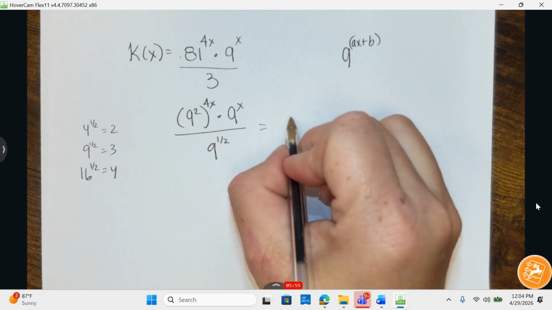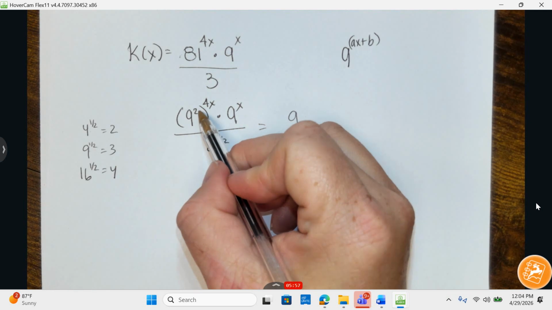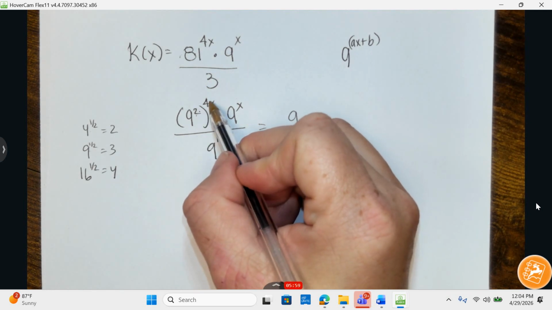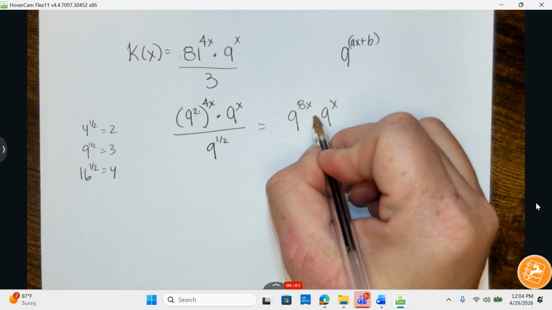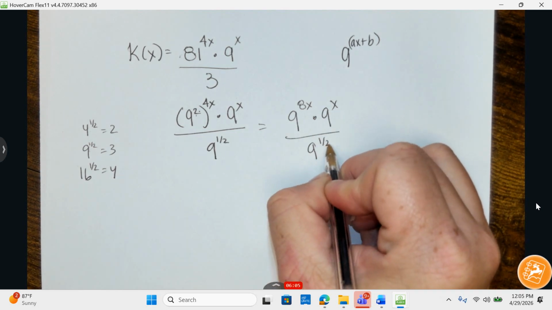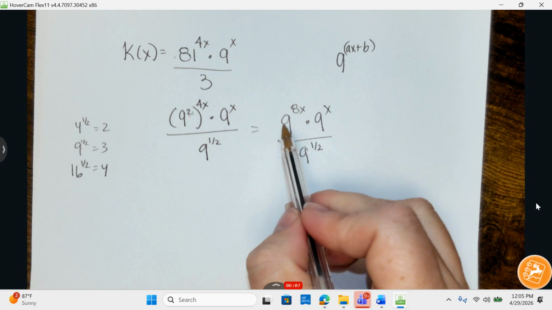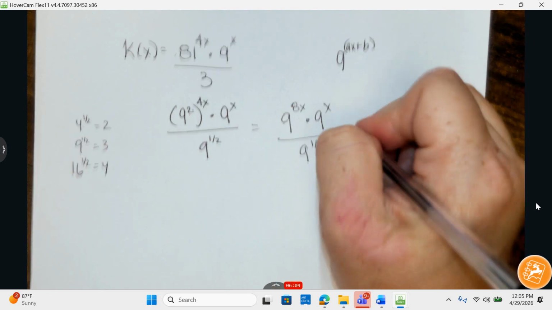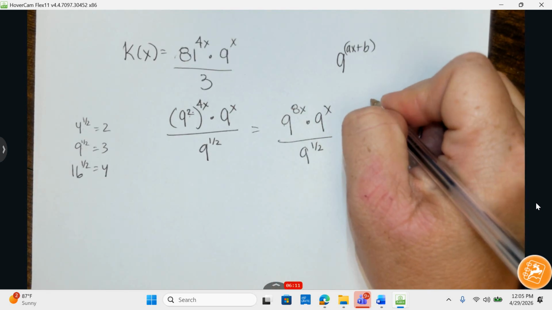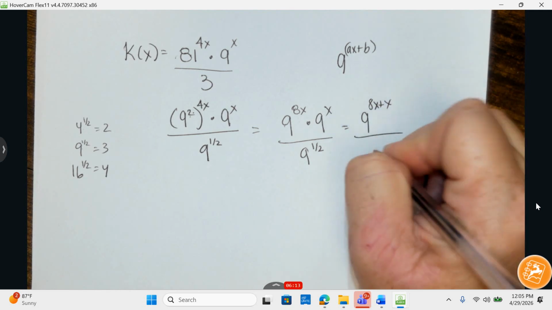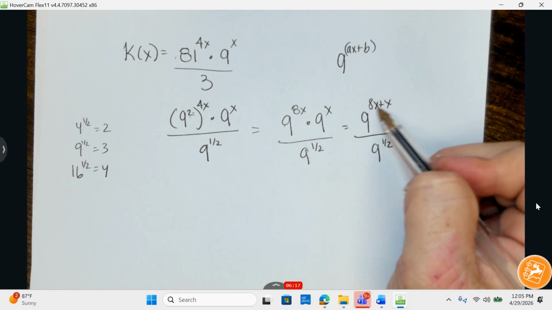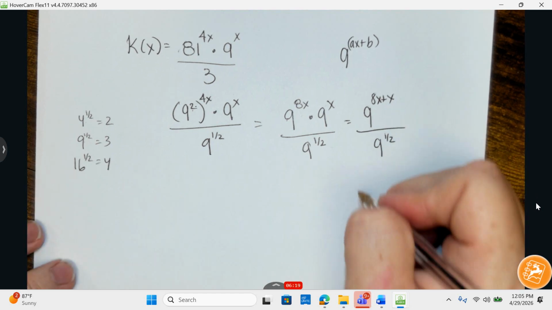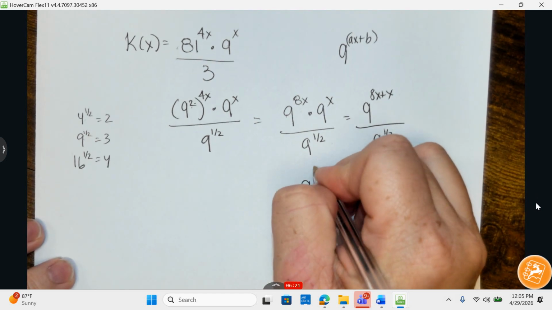So I can now rewrite this as 9, and when you have a power or an exponent raised to another exponent, you multiply. So this is 8x. We're a few steps away from being done now. When you have the same base and you're multiplying, you add the exponents. So this is the same as 9 raised to the 8x plus x. And 8x plus 1x is 9x. So in the numerator, I have 9 raised to the 9x.